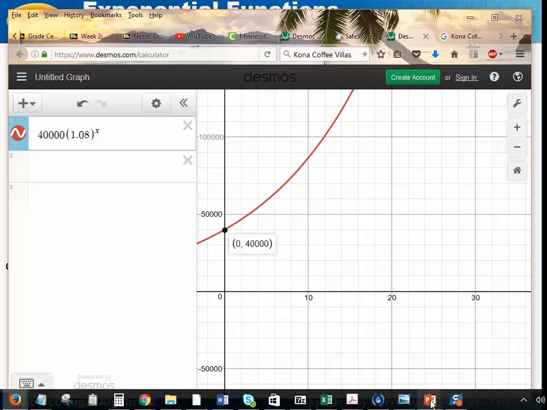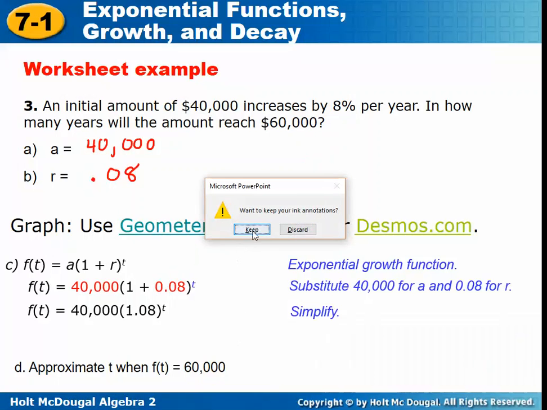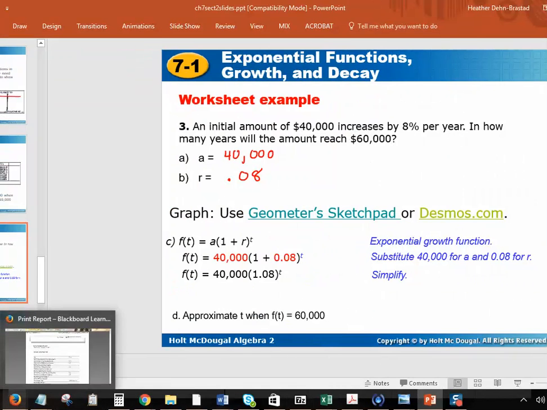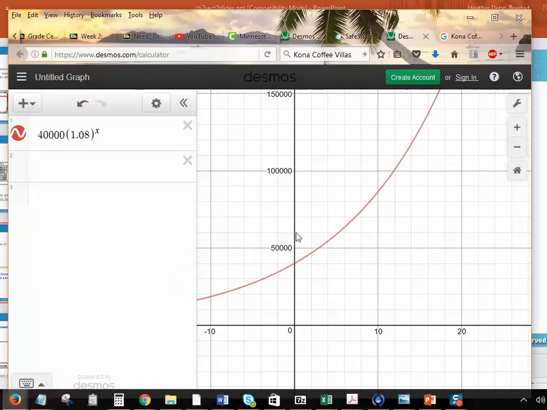Now my problem asked me to find when is f of t going to be equal to 60,000? Okay, so I need to go back to Desmos, if I can find it here. And here's 60,000 would be up here. So let's see, here's 60,000 right here. So if I click on the graph, that's a little lower, you can make it go right where you want it, as close as you can get it. You might not be able to get it exactly, but that's okay.